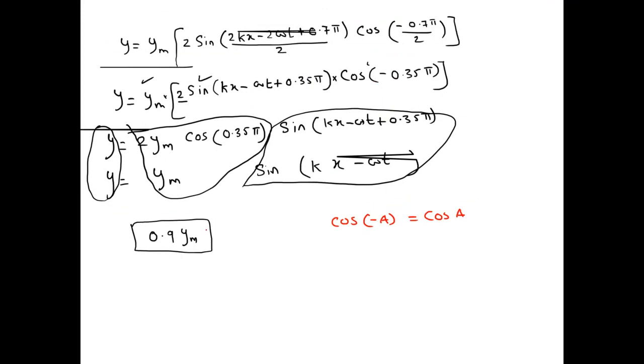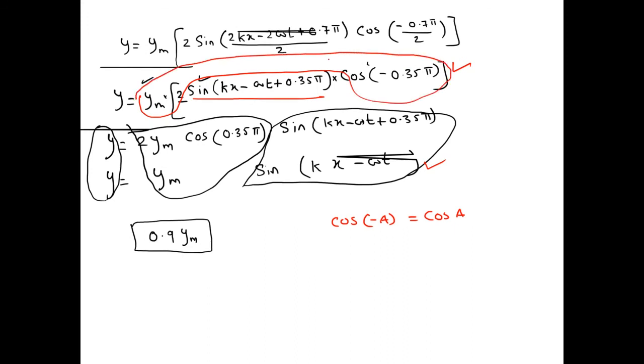Now they need only the amplitude. So what I did, I am just writing this equation, and I compare this equation with my general wave equation. When you see the general wave equation, we have the sine term, and the remaining term is my amplitude. When you multiply these with the cosine of positive 0.35 pi, you will get the amplitude value. So you have to use only the radian mode.